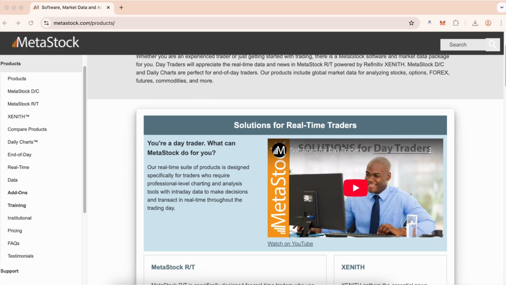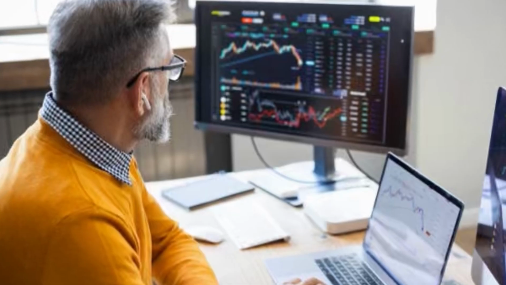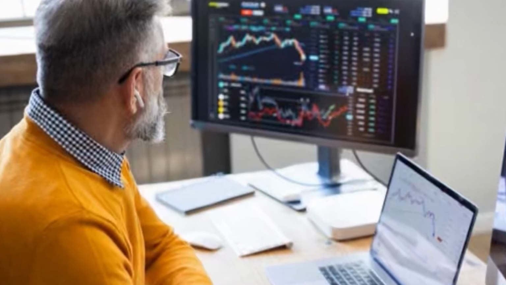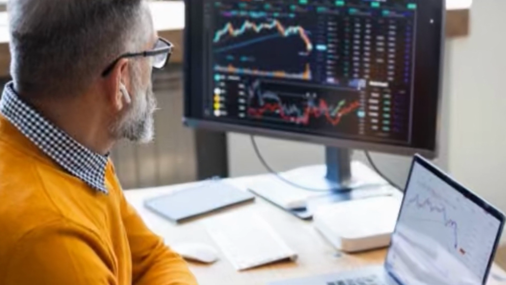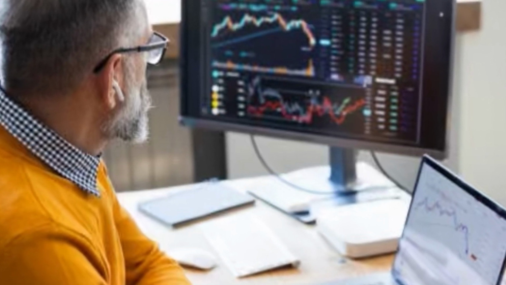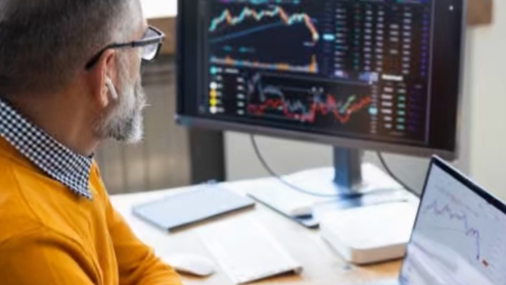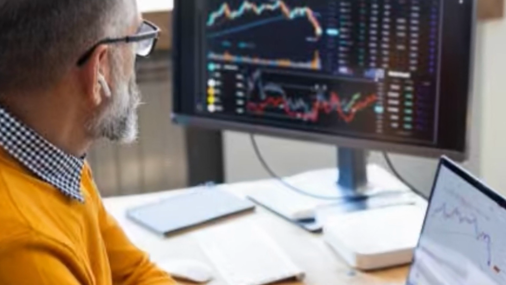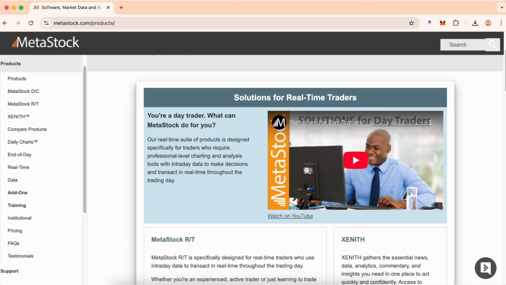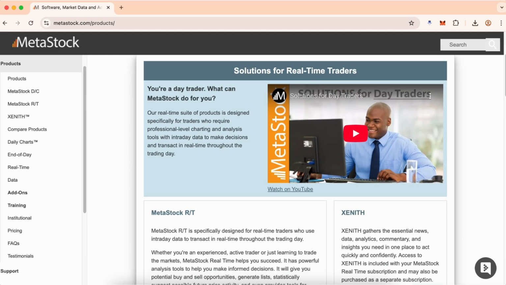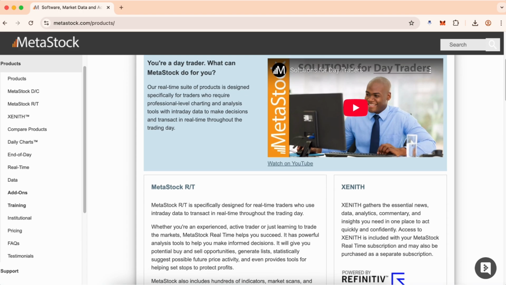Who should consider using MetaStock? This platform is ideal for serious traders and investors who rely heavily on technical analysis. If you're someone who spends hours analyzing charts, developing trading strategies, and looking for every possible edge in the market, MetaStock is worth considering. Professional money managers, financial advisors, and institutional traders will find the advanced features invaluable.